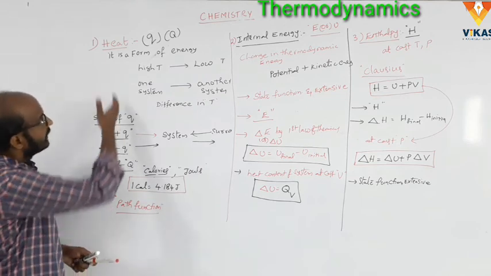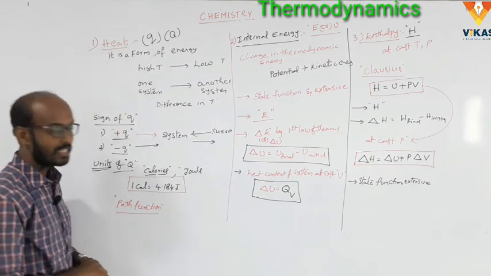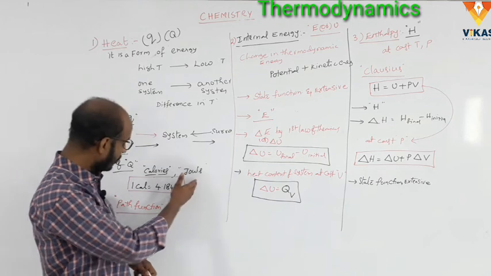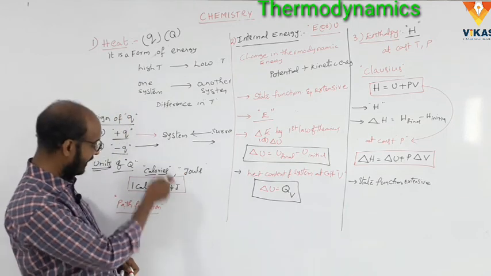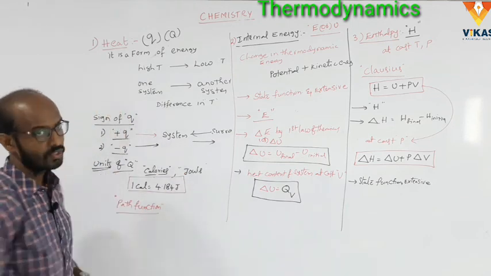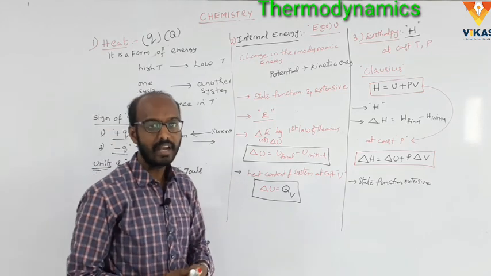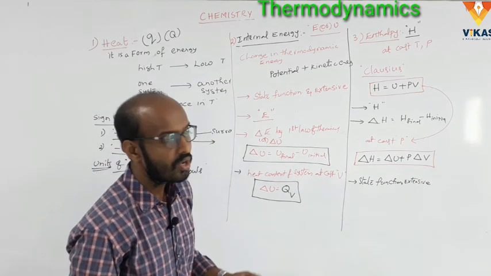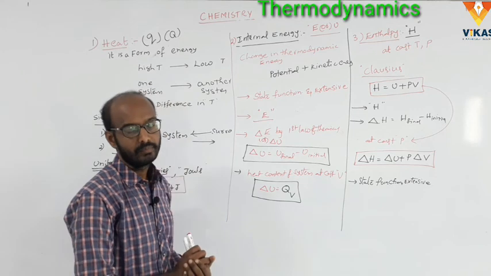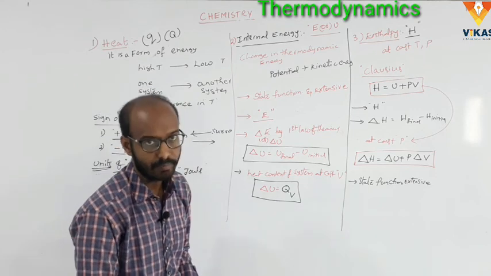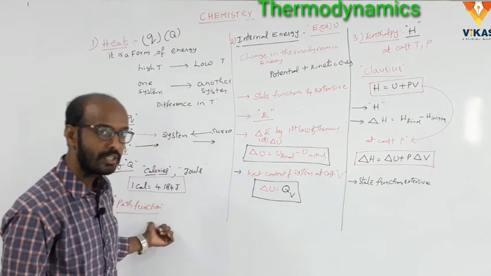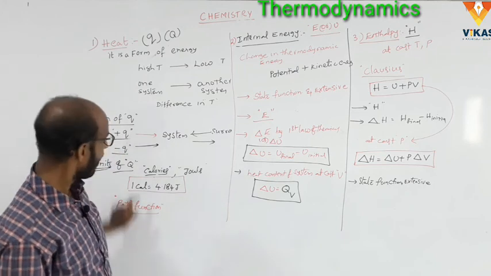Generally the heat is measured in terms of calories but expressed in terms of joules. So 1 calorie is equal to 4.18 joules. It is a path function, not a state function. Why? Heat does not depend upon the initial and final state, it does not depend upon the state of the system. So it depends upon the path.